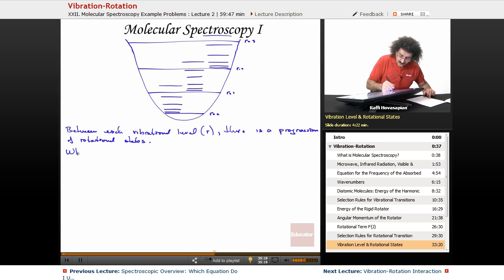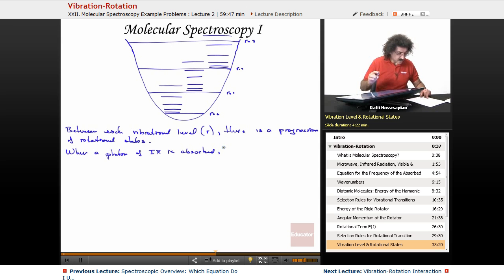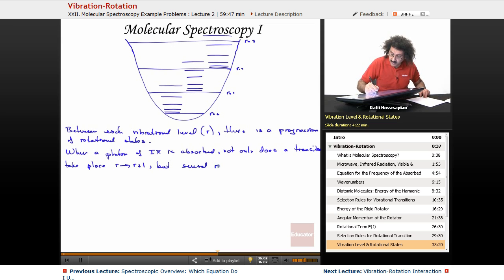Okay. Now, when a photon of infrared is absorbed, not only does a vibrational transition take place from R to R plus 1, but several rotational transitions take place, from J to either J plus 1 or to J minus 1.